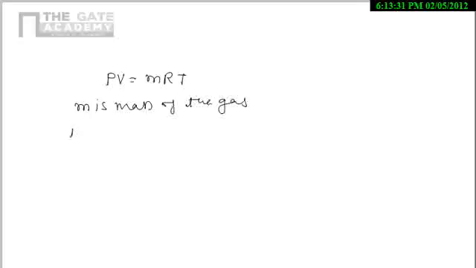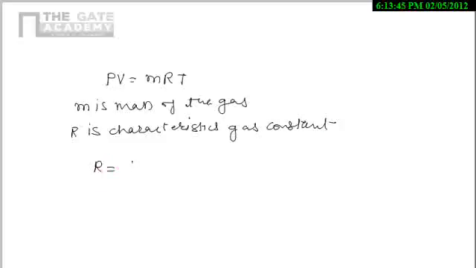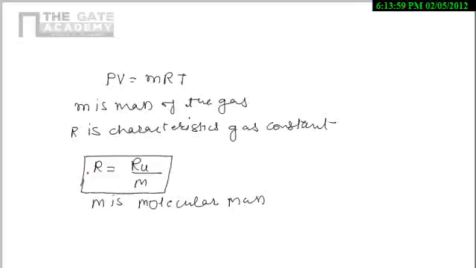There is one more equation, PV equals to mRT. Here m is mass of the gas, R is characteristic gas constant, and now there is a relationship between R and Ru. R equals to Ru by M. M is molecular mass. So now if we are having molecular mass, we can calculate the characteristic gas constant R.